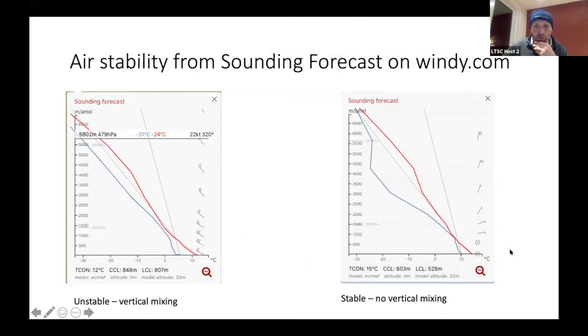Okay. So remember, I've been using these from Windy. We just right click on that and see what the sounding forecast is. So the sounding forecast, remember, is the air temperature measured up with altitude for a given point in time and a given point in space.